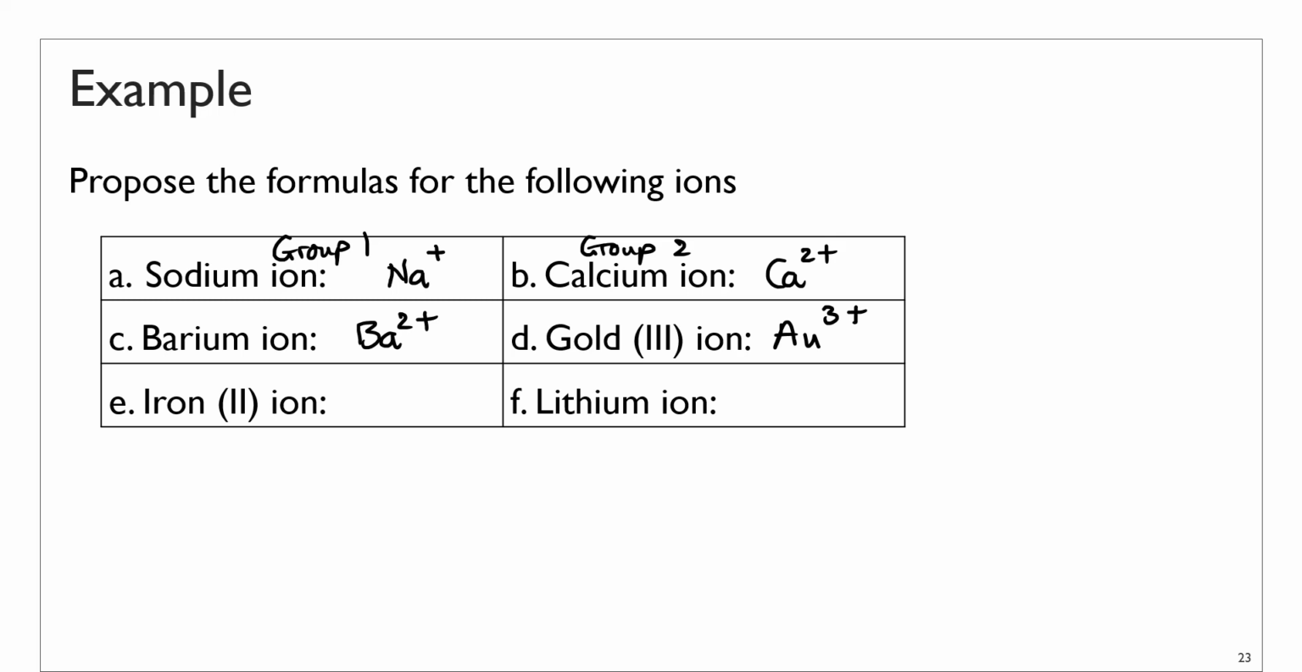So we have iron 2 ion. Iron is Fe. It's a transition metal as well, so the name has to tell you what the charge is. And then Li is lithium. Lithium is also in group 1. It's a main group element again, and it has one valence electron. So if it loses that valence electron, it's just Li plus. So that's an example, okay?